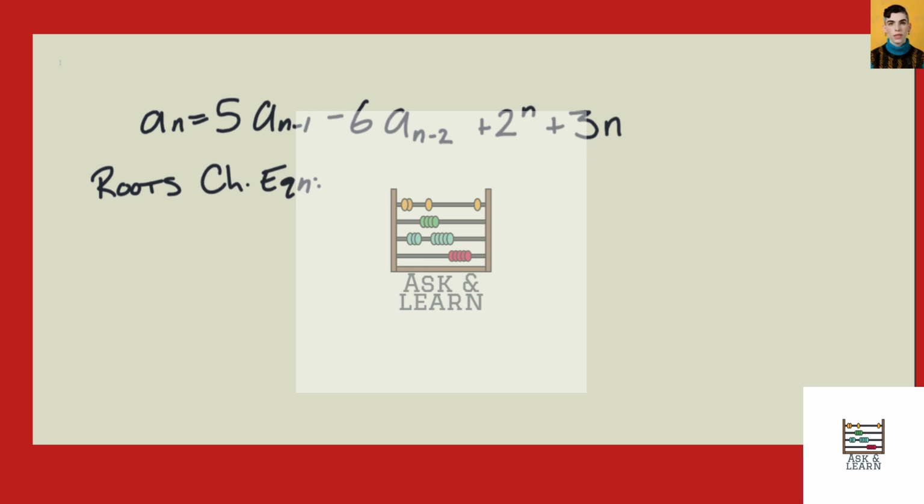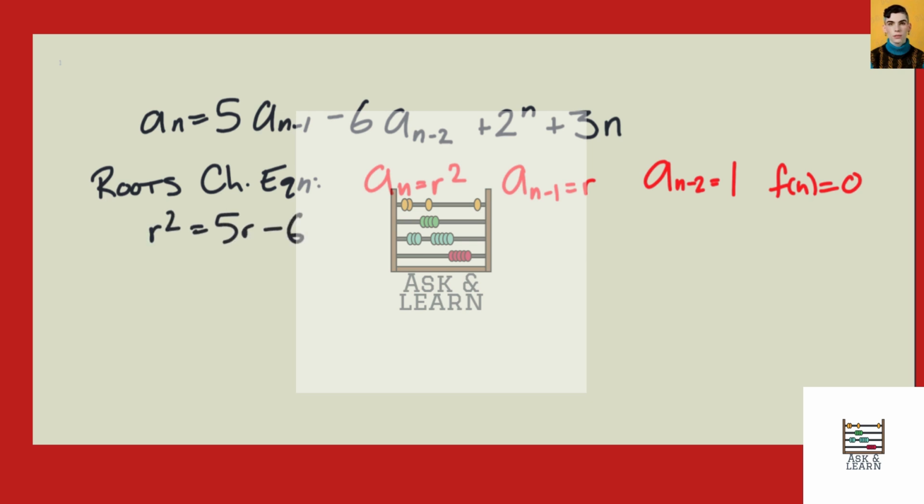And so to do that, we're going to substitute where a_n is equal to r squared, a_(n-1) will be equal to r, and a_(n-2) is equal to 1, and all other functions of n will be equal to 0. So that transforms a_n then to r squared is equal to 5r minus 6.